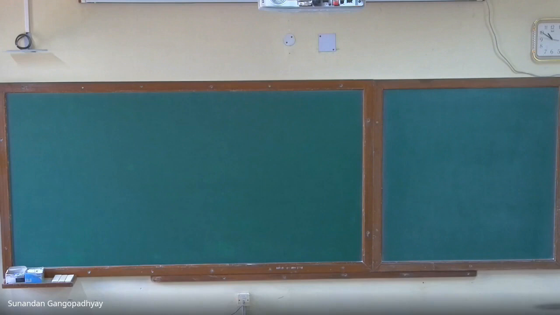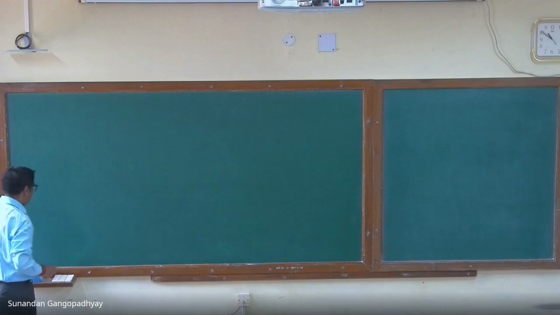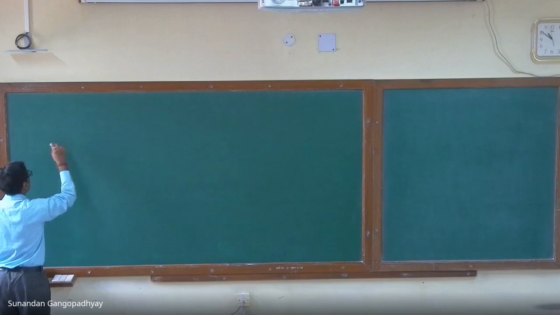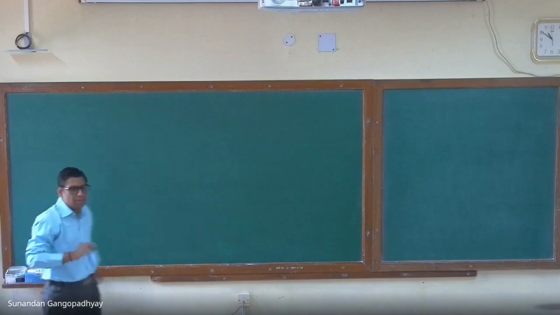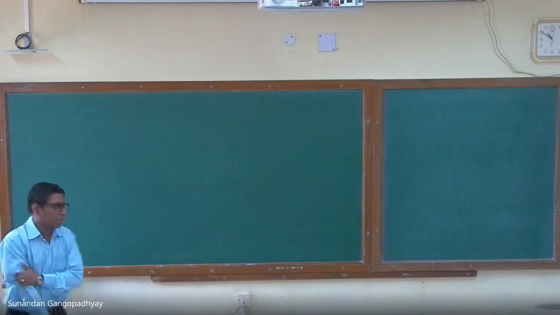So, in the last lecture, when we stopped, we had given a heuristic derivation of Einstein's equations. Here, what we shall do is we shall try to give a variational principle and derive Einstein's field equations.